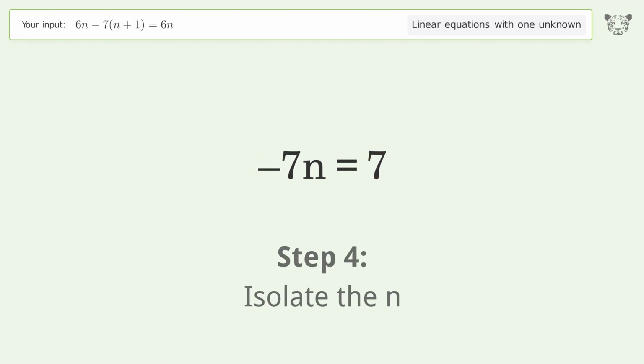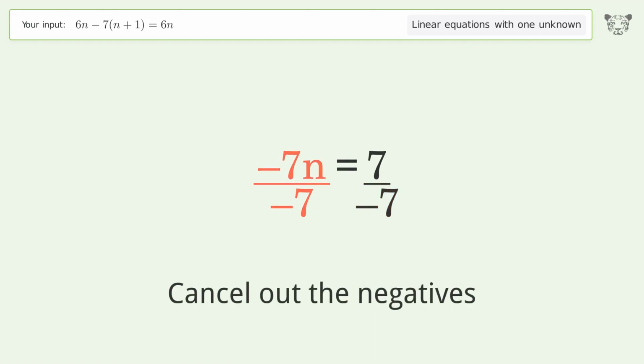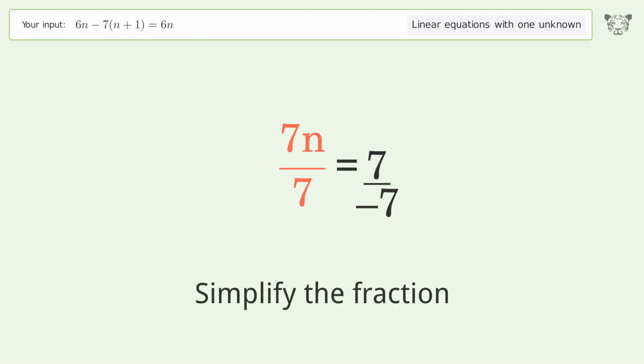Isolate the n. Divide both sides by -7. Cancel out the negatives. Simplify the fraction.